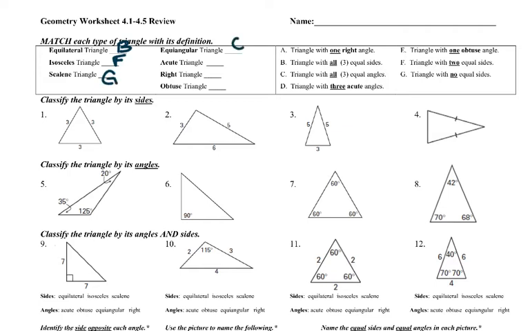Equiangular is C, all equal angles. Acute, D, 3 acute angles. A right triangle, A, has 1 right angle, and an obtuse triangle has, looks like E, 1 obtuse angle.